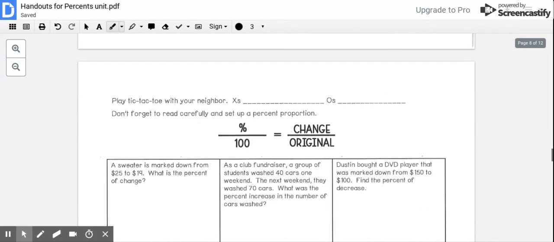Okay, so I'm going to have you play this game with someone tomorrow. So you'll be the X's and your partner will be the O's, and you're going to use this every time and show it.